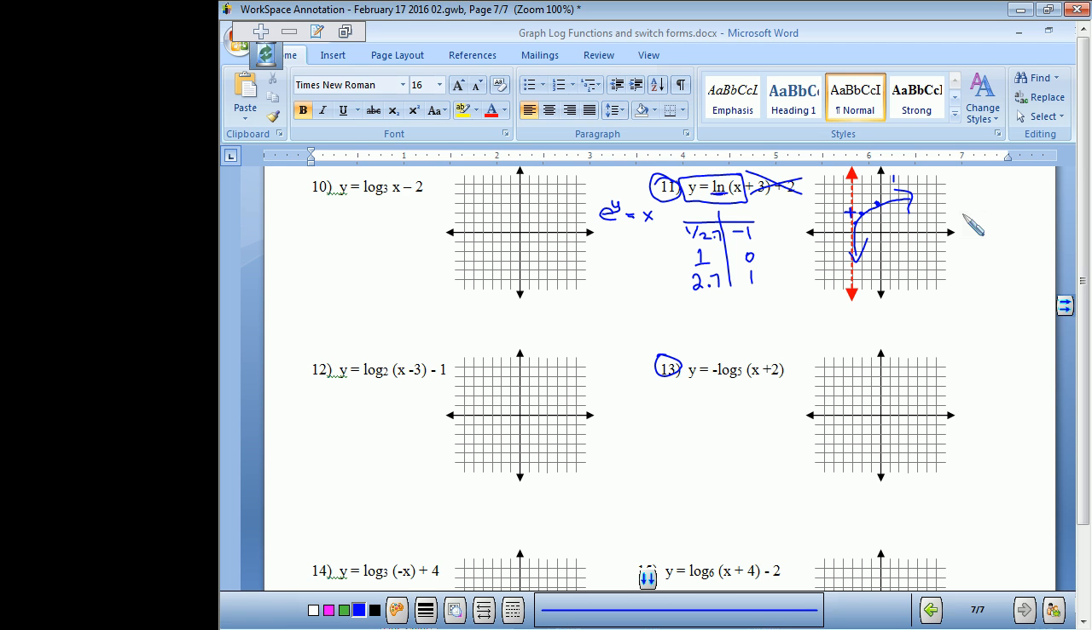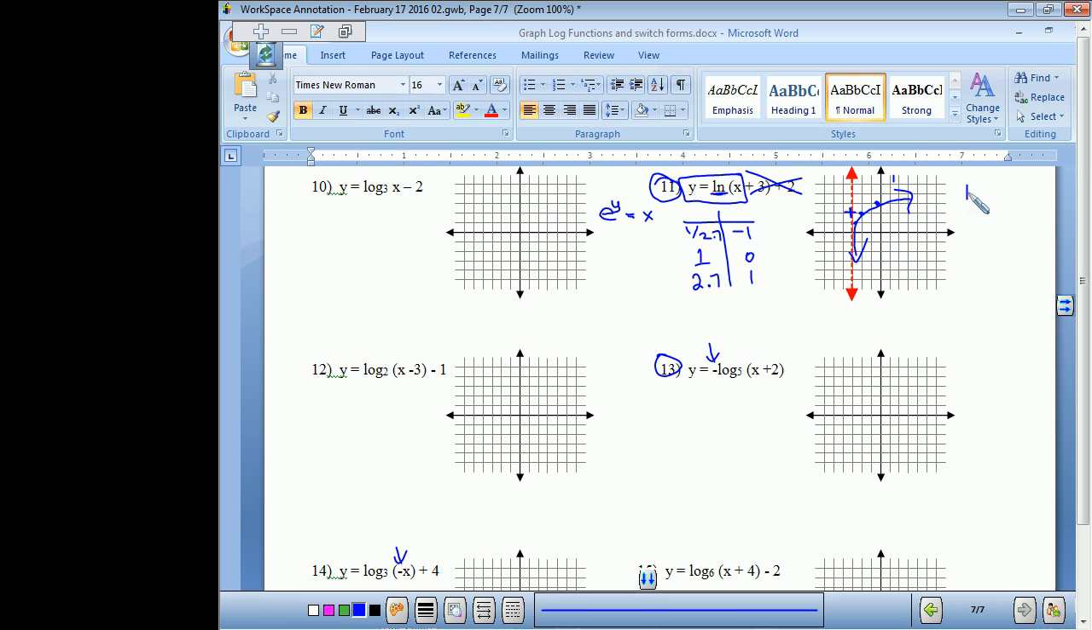It's just, if it's a negative log, does it flip it over the? We're getting there. There's two kinds of negatives. We're going to talk about this one and this one. We got two types of reflections. One's over the x and one's over the y.